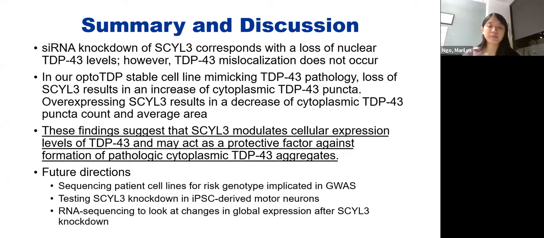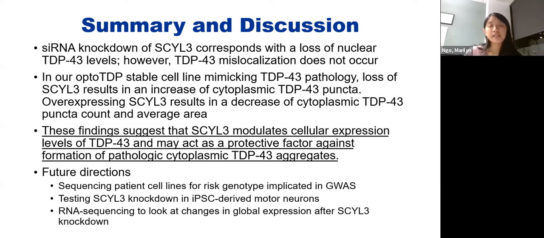Conversely, overexpressing SCYL3 results in the opposite effect, where there is a decrease of cytoplasmic TDP43 puncta count and average size compared to the empty GFP vector control. These findings suggest that SCYL3 modulates cellular expression levels of TDP43 and may act as a protective factor against formation of pathologic cytoplasmic TDP43 aggregates.